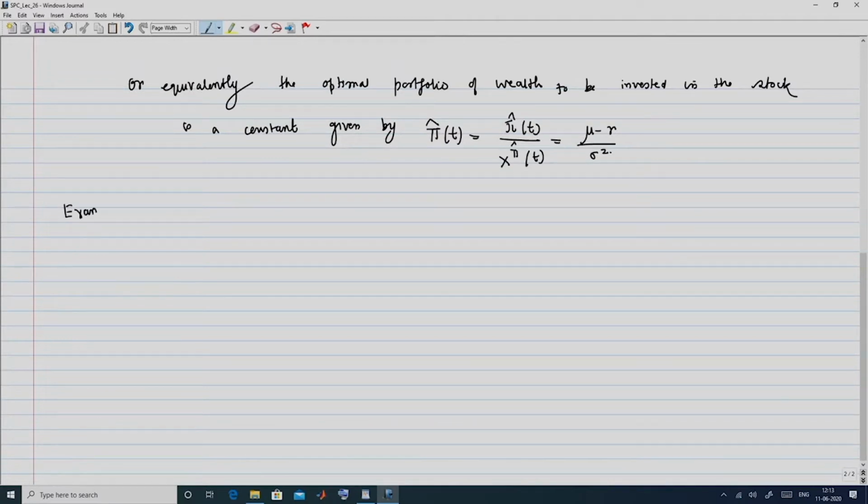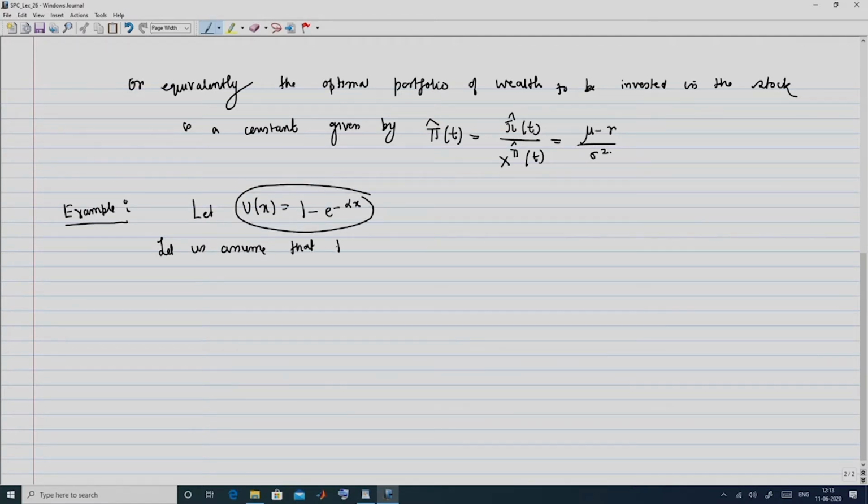Okay, let us now consider another example. So, let the utility function u(x) be 1 minus e raised to minus alpha x, and let us assume, based on the form of the utility function, that the solution to the HJB PDE is of the form V(t, x) is equal to 1 minus f(t) into e raised to minus g(t) into x.